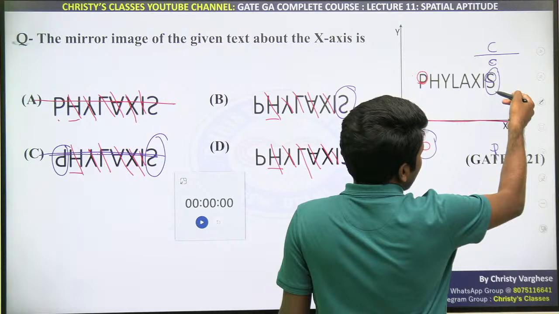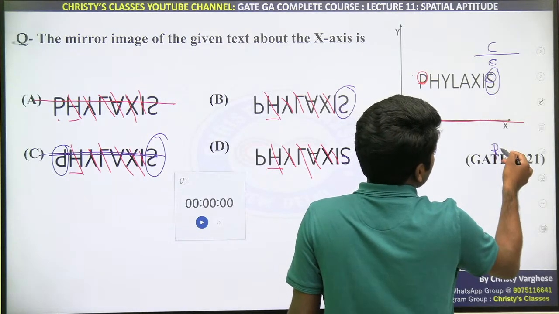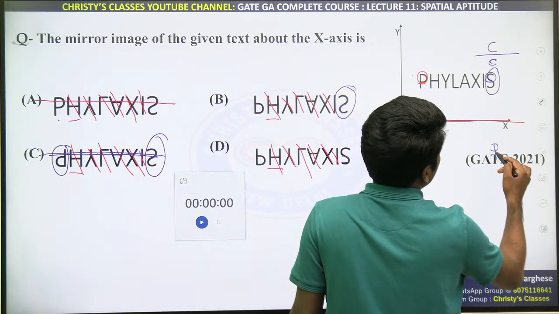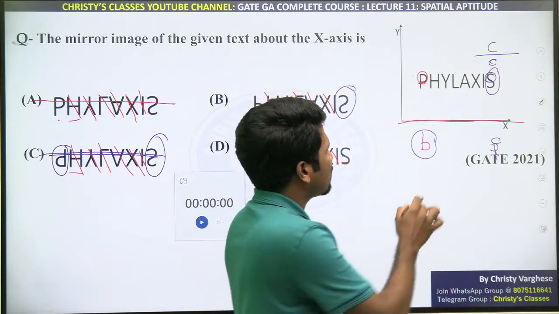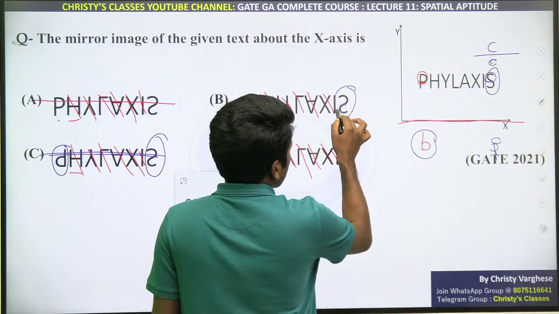This C. If you take the mirror image, this C will come down, and that C will look like this only. Are you getting the point? C will look like C only. That means option B is okay.